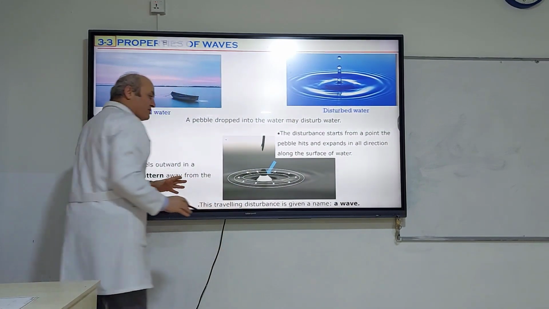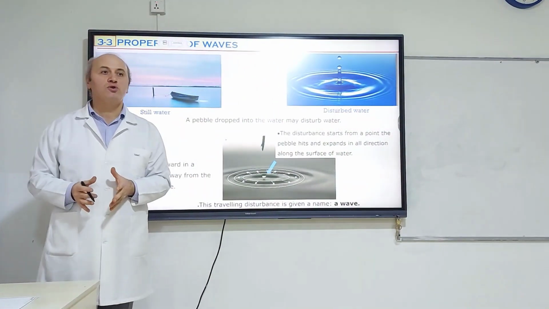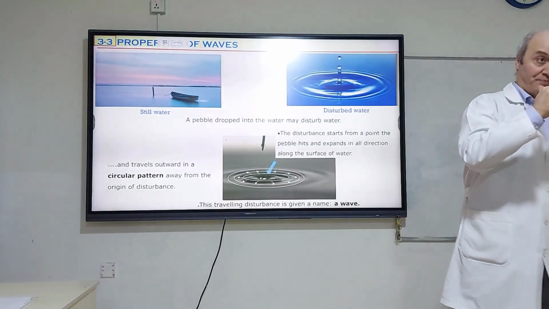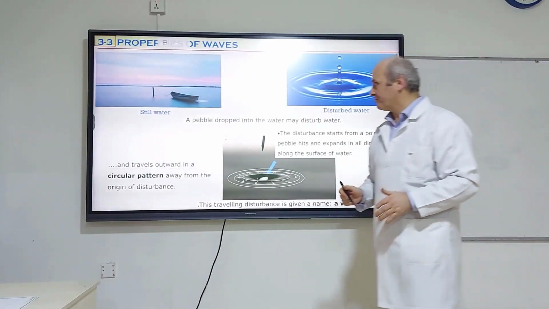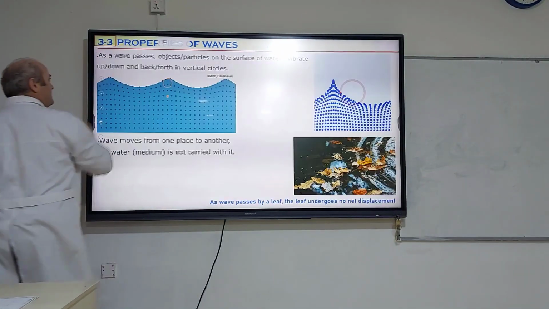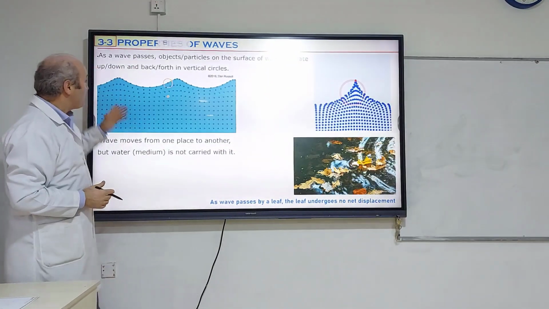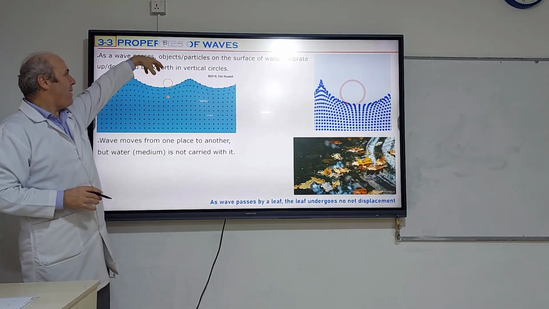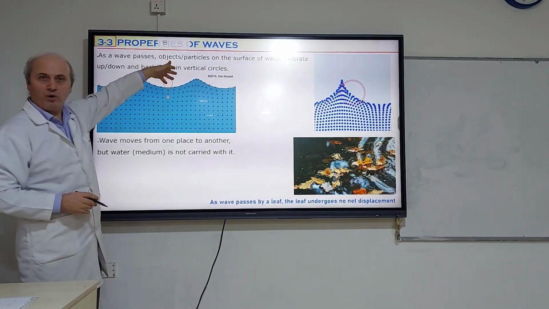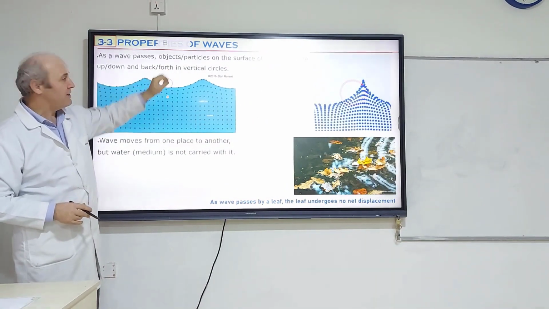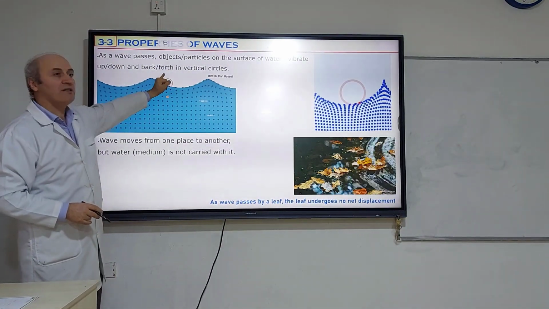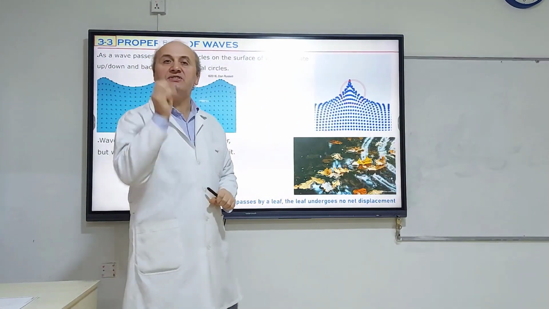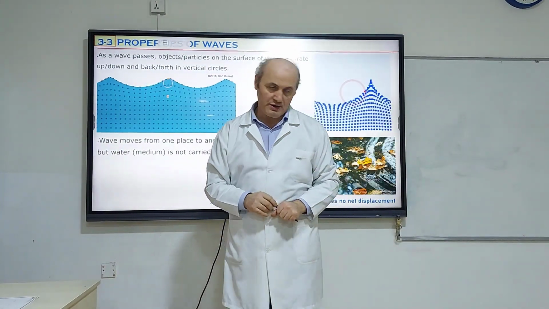This traveling disturbance is given a name in physics, which is called a wave. So the short definition of a wave is a traveling disturbance. As this water wave travels, something surprising happens. If you drop a small ball onto the surface of the water, you are going to observe that this ball is making circular paths, in vertical circles. And after one cycle of vibration, its net displacement is going to be zero.